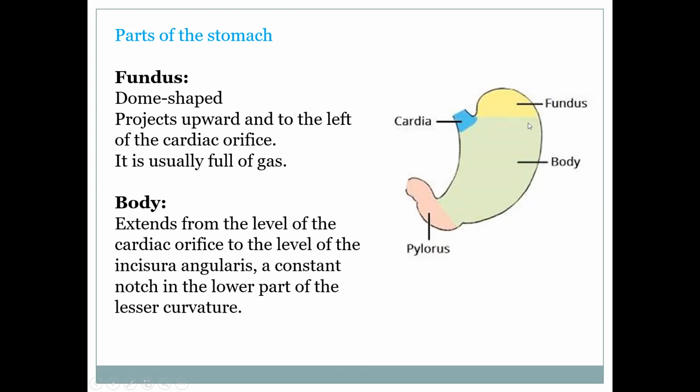The body of the stomach extends from the level of the cardiac orifice to the level of the incisura angularis, a constant notch in the lower part of the lesser curvature here. Then from that part up to the duodenum, you have the pylorus of the stomach.